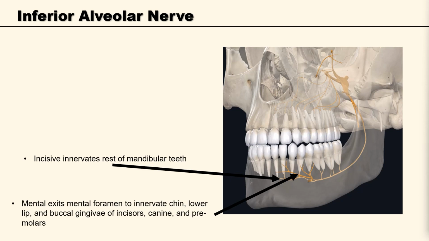You'll remember we first met the mental foramen way back in our first lecture of anatomy for the introduction to the oral environment. The mental nerve supplies the skin and the mucosa covering the lower lip and the labial or buccal gingiva of the incisors, canine and premolars.